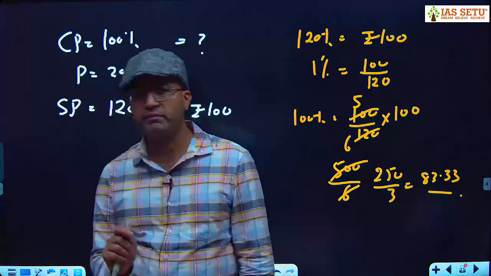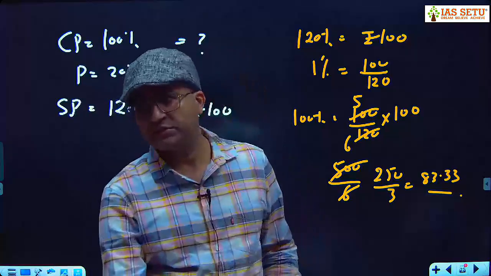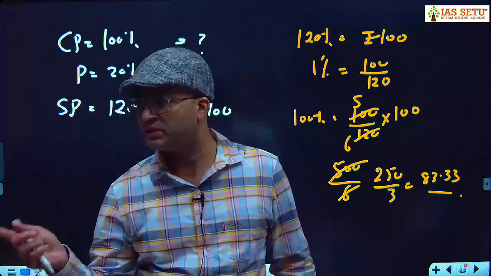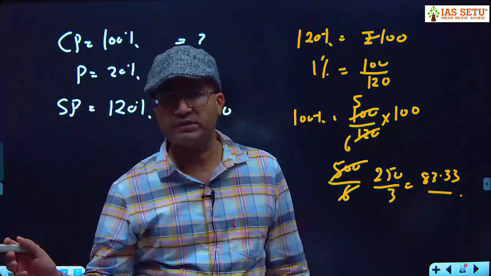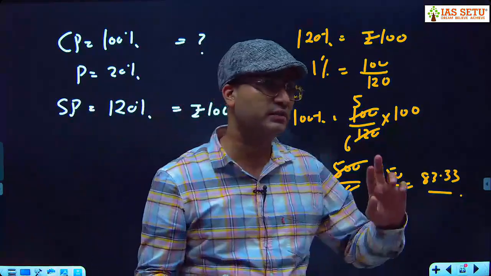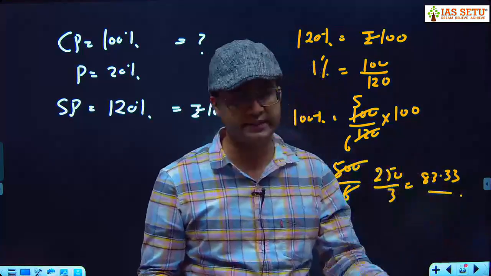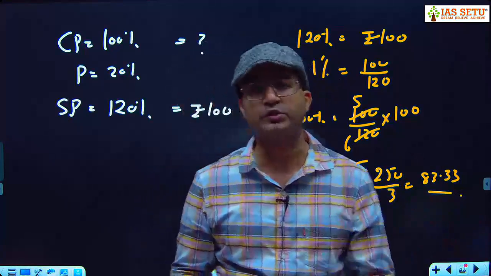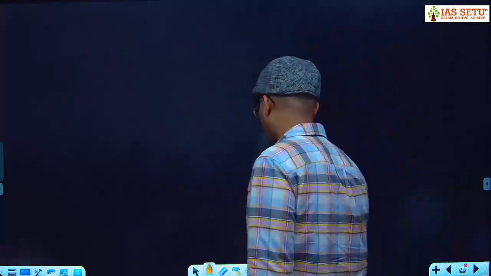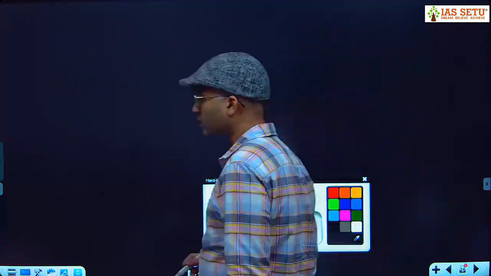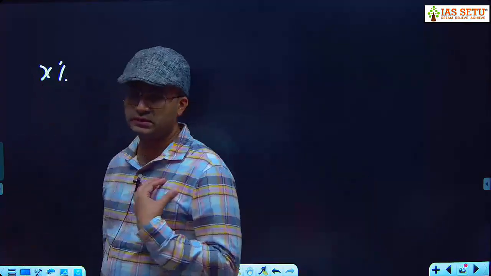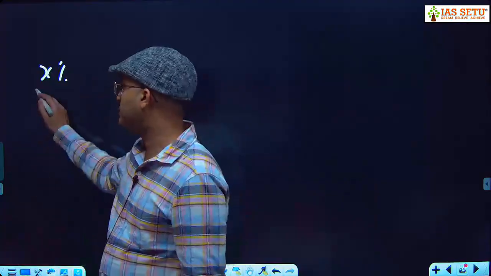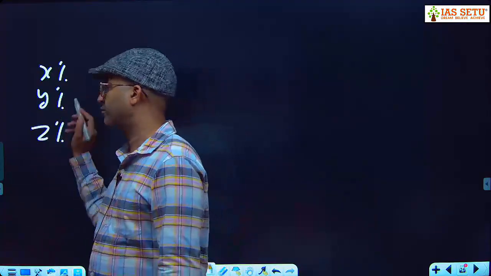So just remember the concept. If cost price is given and profit or loss percent is given, and selling price is asked, that is easy. But if they ask the reverse, if selling price is given, profit or loss percent is given, and cost price is asked, it is not that easy. But with the help of chain rule, we try to make it easy. Now, in a chain, we have 3 persons. Like I make profit X%, she makes profit Y%, and the third one makes profit Z%.